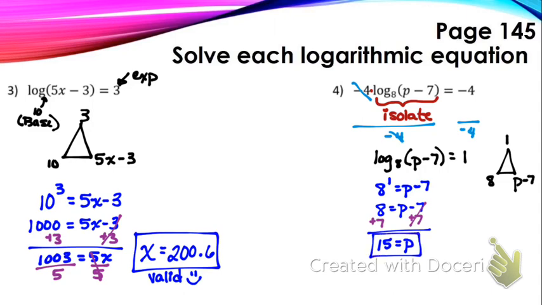If I put that answer for p back into my equation, will it make my argument a positive or a negative number? Positive. Then we are good with it. It is valid.